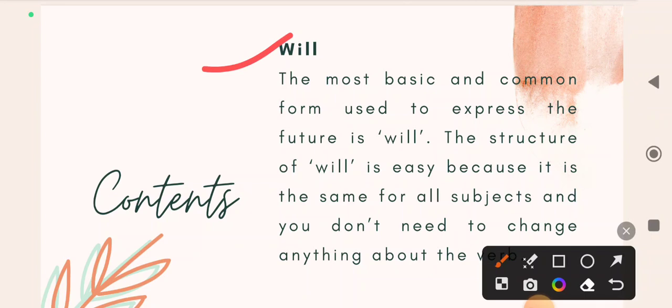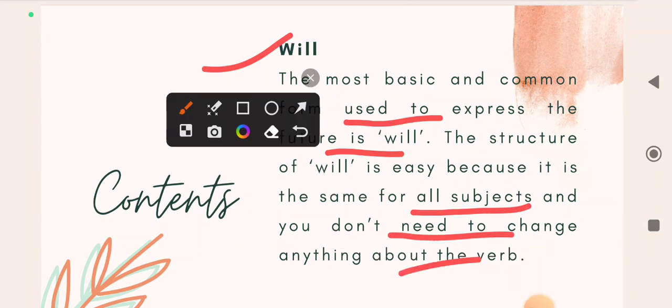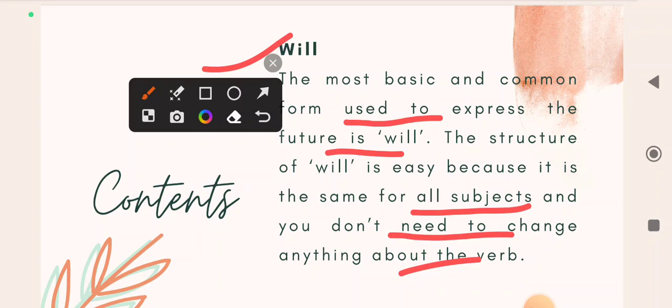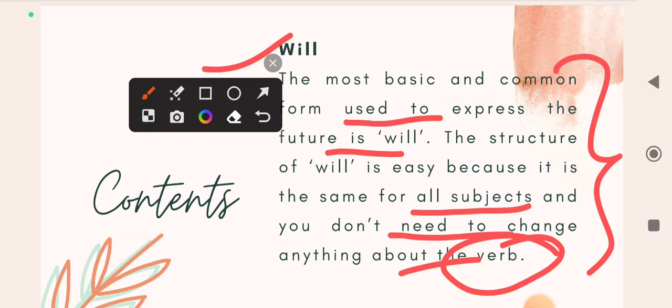Will, the most basic and common form used to express the future, is will. So we all know that will is basically used to express the future. The structure of will is easy because it is the same for all the subjects and you don't need to change anything about the verb, whether the subject is singular or plural. You can use will with any subject. I hope that's clear. Let's move to the next part.